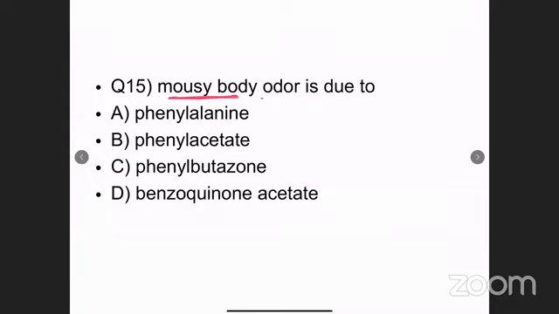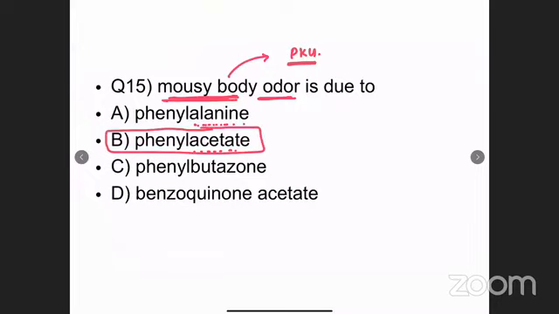Mousy body odor, or the mousy smell, is due to which molecule? Is it the phenylalanine or phenylacetate? It is an easy question, but in the exam, due to hurry, the first thing that comes into your mind is that mousy odor is due to phenylketonuria. And as soon as the word phenylketonuria clicks, the first thing that comes to your mind is phenylalanine. But it is not the answer. I have told you, mousy odor is not due to accumulation of phenylalanine. It is due to accumulation of the ketone version, that is phenylacetate. Phenylacetate leads to mousy odor of the urine.